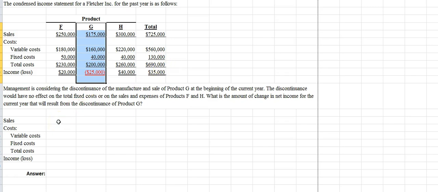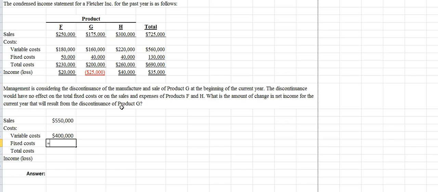Let's go ahead and eliminate product G from my numbers. My sales are going to be lower, right? 725 minus 175. I have $550,000 in sales now if I eliminate product G. My variable cost will be lower, right? 560 minus 160. I have $400,000. Is our fixed cost going to be lower? The answer to that question is no. Fixed costs will not be lower because remember what it says here. The discontinuance will have no effect on total fixed costs, meaning that if you eliminate product G, this $40,000 here will now have to be absorbed by product F or product H.